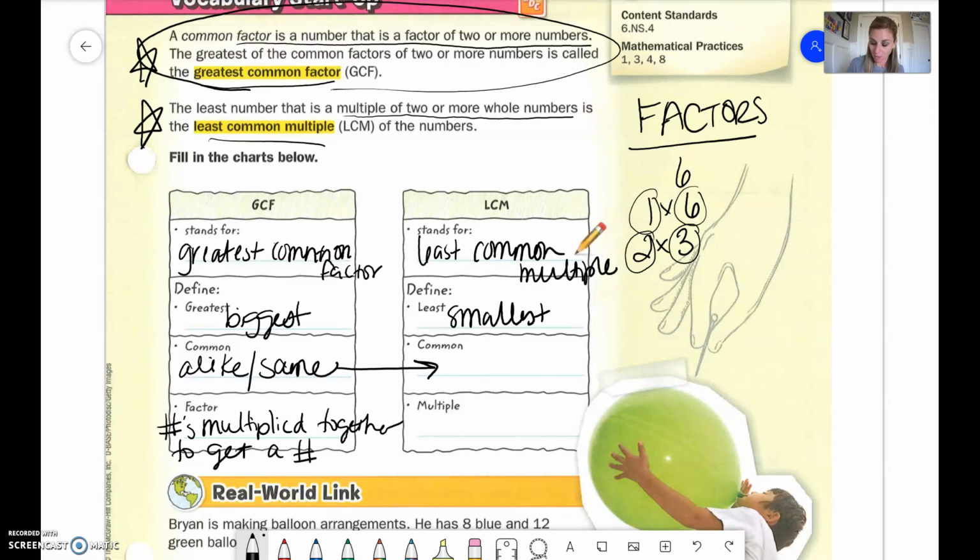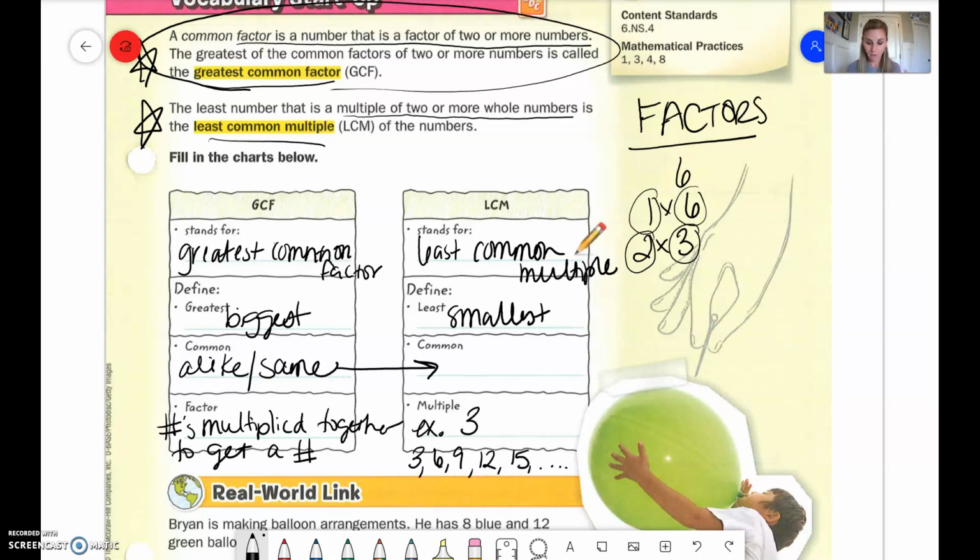Okay, so when we're talking multiples, I'm going to give you an example. If we're doing the multiples of 3: 3 times 1 is 3. 3 times 2 is 6. 3 times 3 is 9. 3 times 4 is 12. 3 times 5 is 15. And this number list can go on forever. So my multiples of 3 are 3, 6, 9, 12, 15.